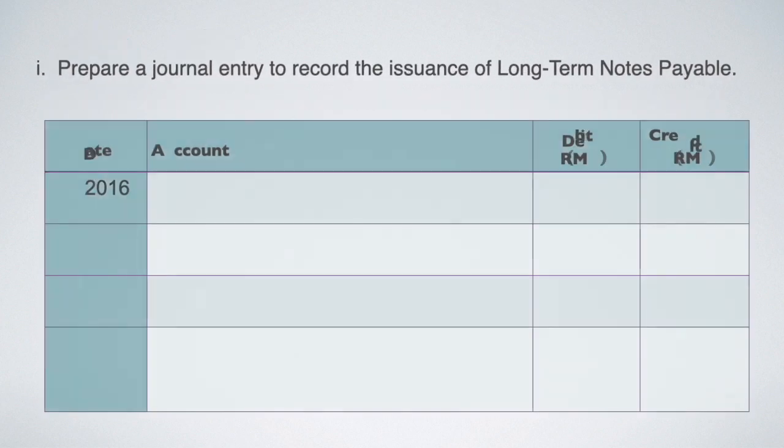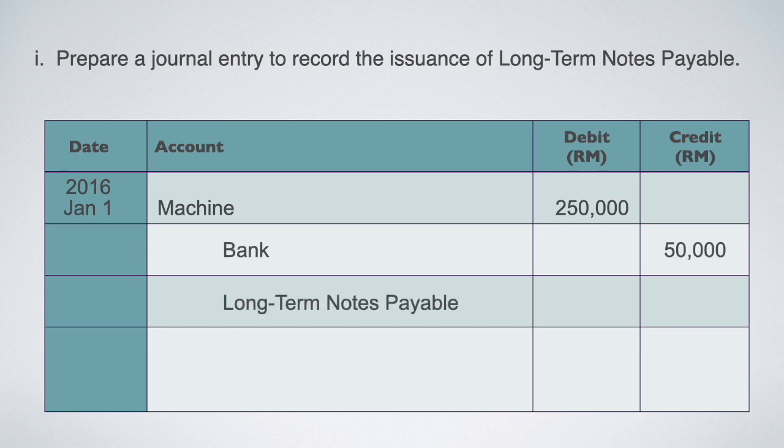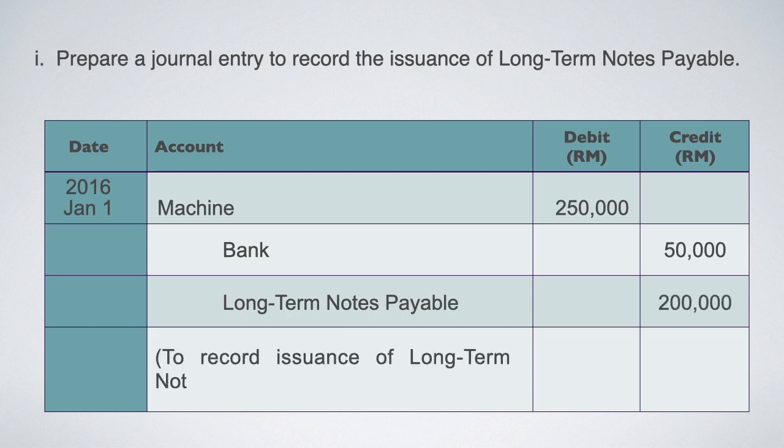Okay, first we have to record the issuance of the long term notes payable. Yang ni senang, so you just debit. Okay, dalam kes ni dia dapat mesin RM250,000 and then dibayar dengan bank RM50,000, tapi selebihnya dihutang. So you credit long term notes payable. Okay, so ini adalah to record the issues of long term notes payable.